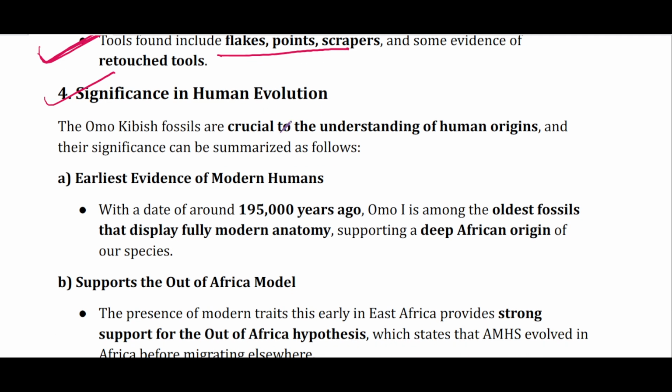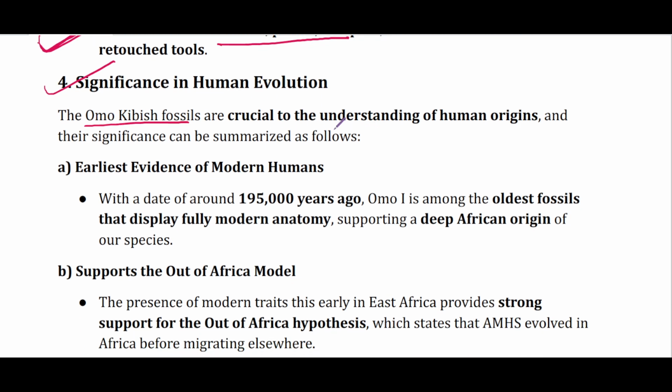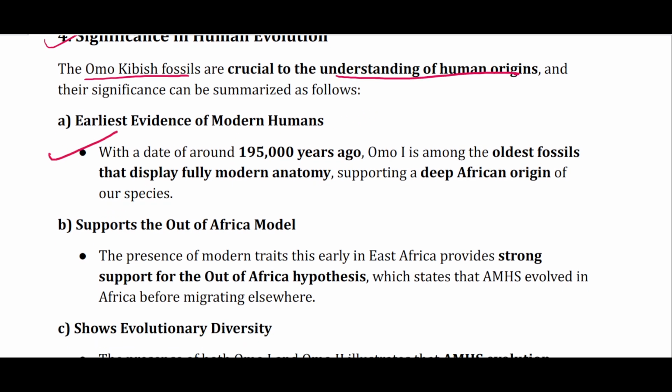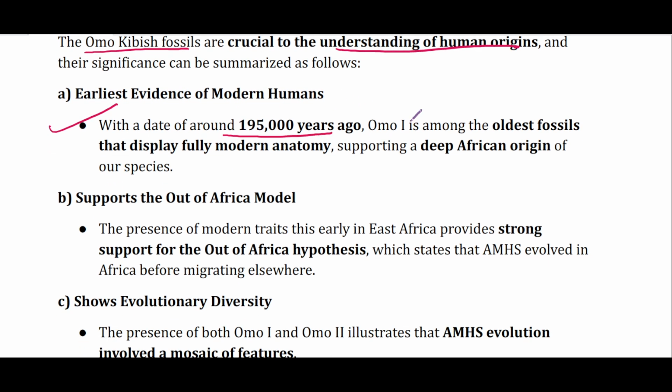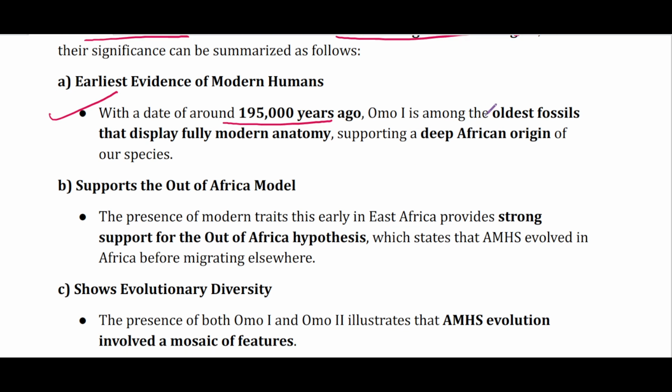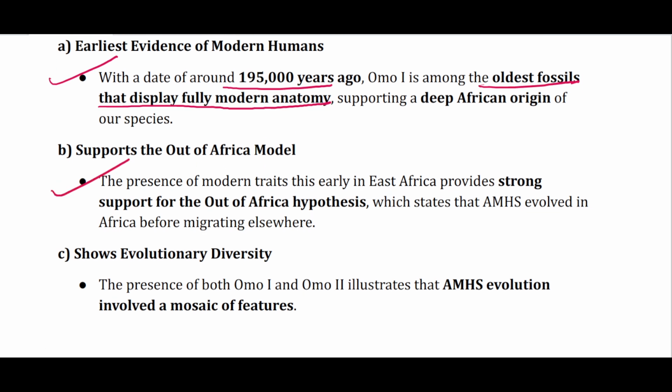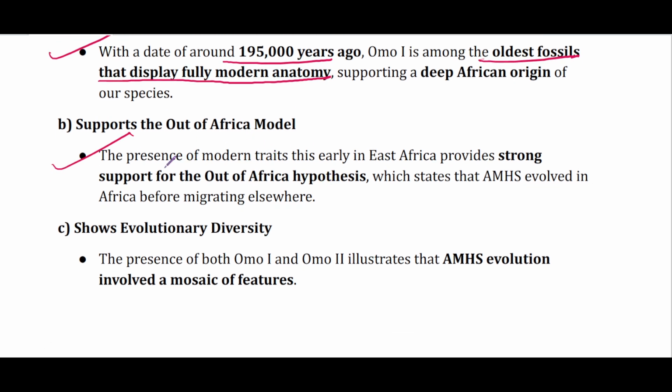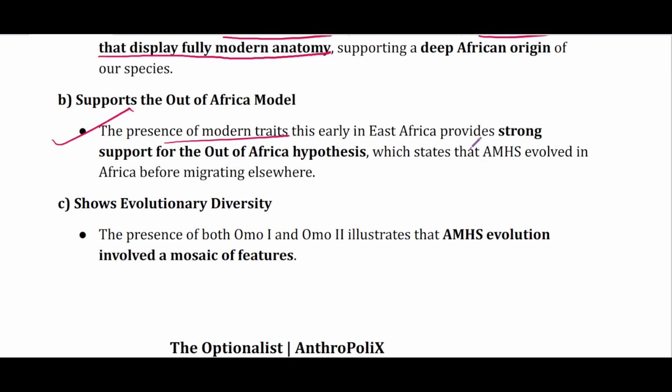Now, the significance. The Omo fossils are crucial in understanding human origin. First, they are dated around 195,000 years ago, so they are the oldest fossils that display fully modern anatomy, the oldest AMHS fossils. Then, the presence of modern traits also provides strong support for the out of Africa hypothesis.